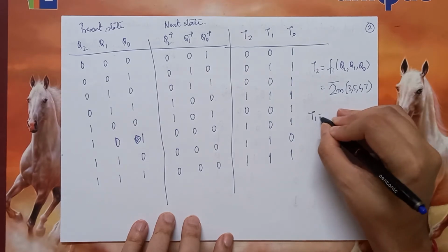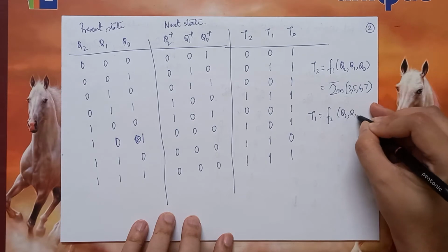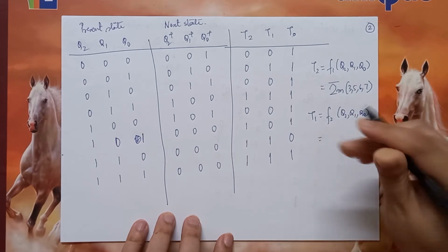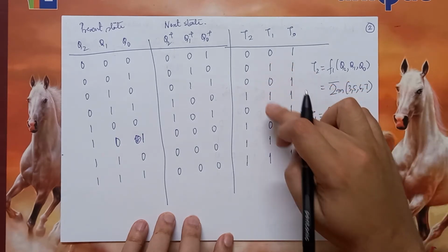T1 is some F2 of Q2, Q1 and Q0, and that is the minterms which involve 1, 3, 6 and 7.